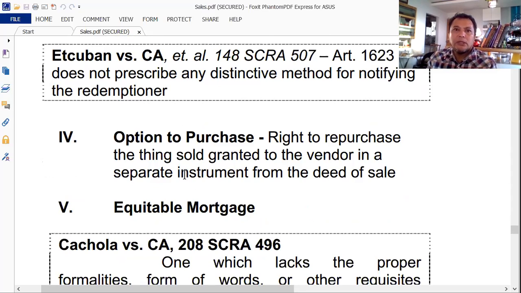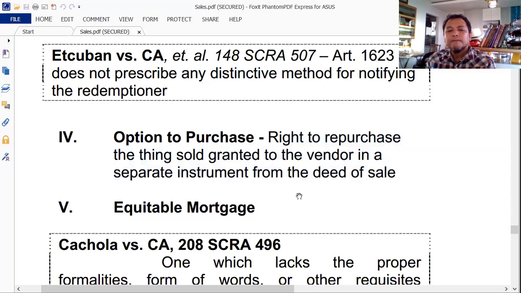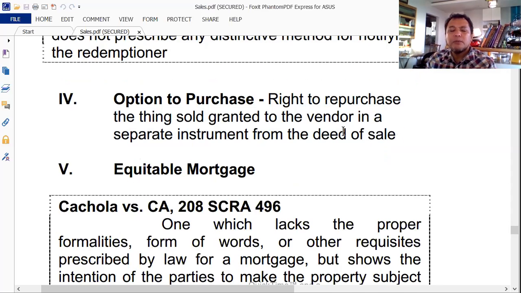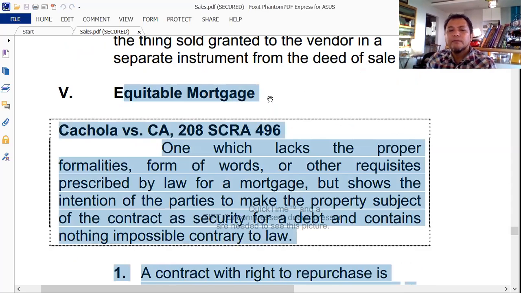Another way of legal redemption is when there is an option to purchase. This is the right to repurchase the thing sold, which is granted to the vendor in a separate instrument from the deed of sale. So there is another deed that the seller and the buyer have executed, and this is the option to purchase, meaning to buy back the property from the buyer. In some cases, this option to repurchase or right to repurchase may be equivalent to a mortgage. That's why it's stated here, equitable mortgage.